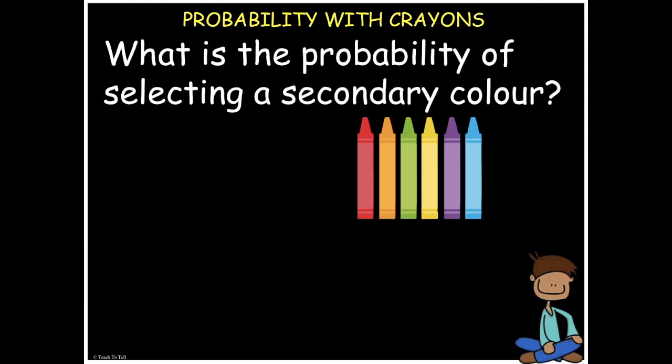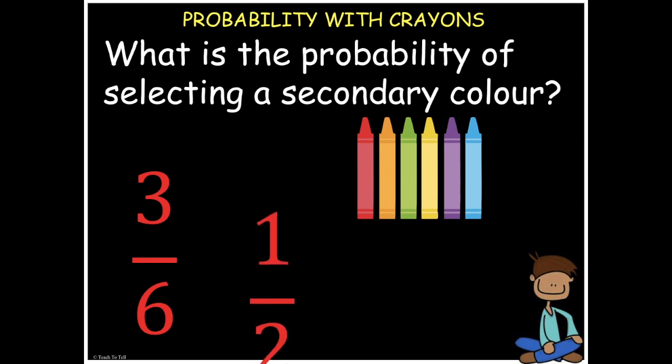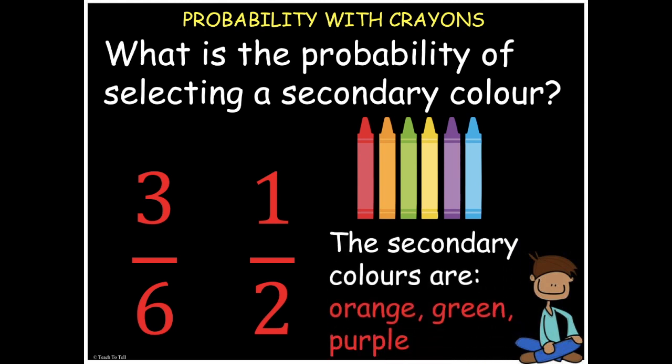What is the probability of selecting a secondary color? So these must be the ones that are not my prime colors, that can be made by the prime colors, and it's my orange, my green, and my purple.